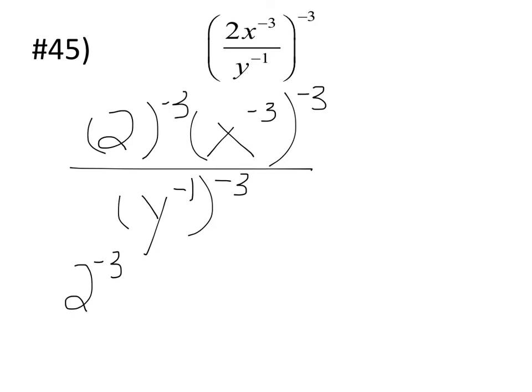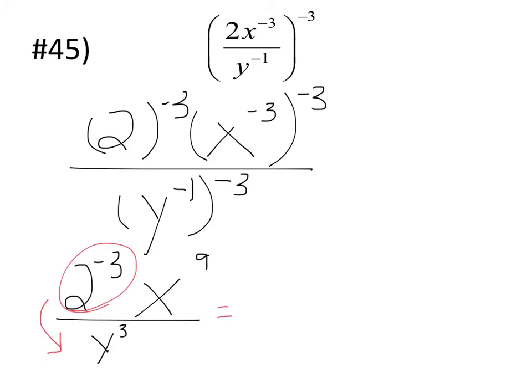Power to a power, you multiply. So it's x to the positive 9, because a negative times a negative is a positive, and y to a positive 3. Now see why I wanted to go ahead and do that, because this became a positive and this became a positive. And then we're just going to drop this one like it's hot. Positive exponent or negative exponent in the numerator, drop it like it's hot.